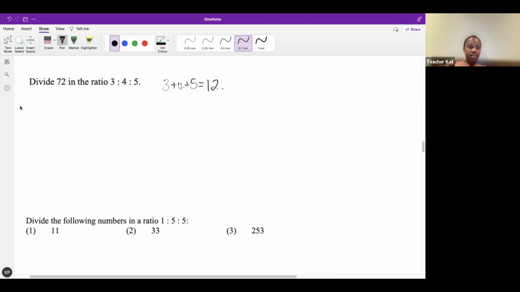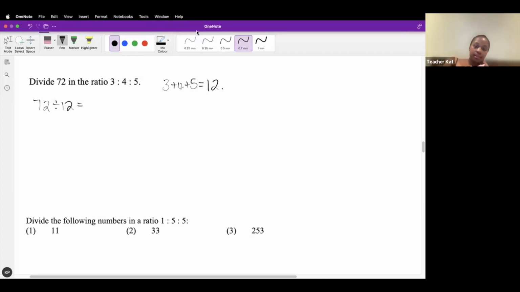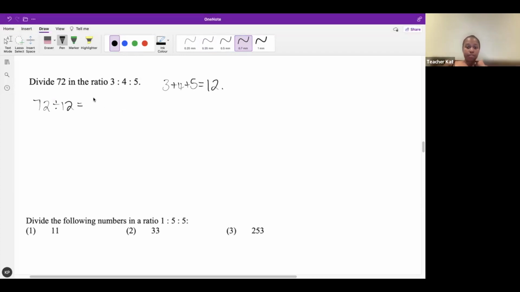Okay, now let's divide 72. I first say 72 divided by 12, and this will help me get my one part. What's 72 divided by 12? Is anybody home? 6. So the first person will get 3 of those. The second one gets 4 of them. And the last one gets 5 of them.